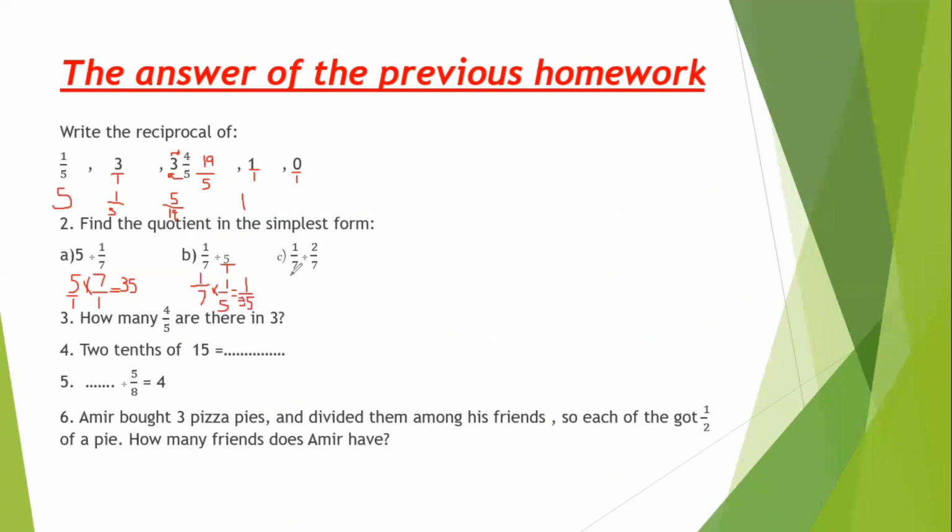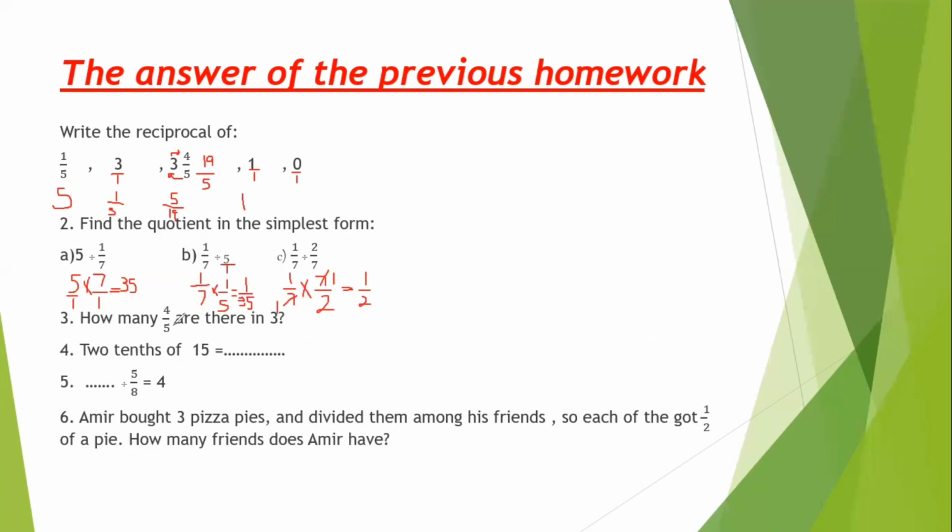C, 1 over 7, keep, then change, then flip. Instead of 2 over 7, it will be 7 over 2, and simplify. Divide by 7 equals 1. Divide by 7 equals 1. 1 times 1, 1. 1 times 2, 2. So the answer is half.